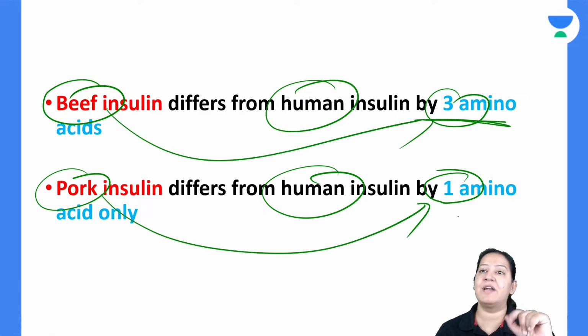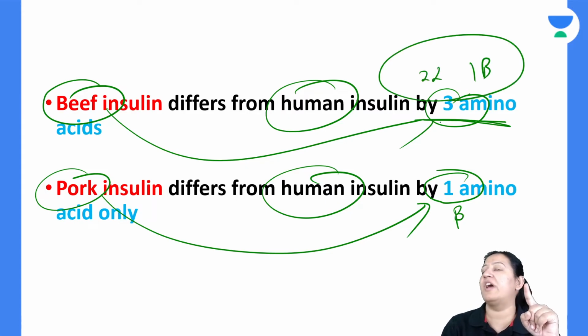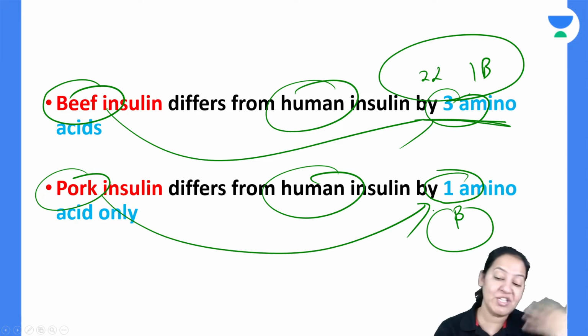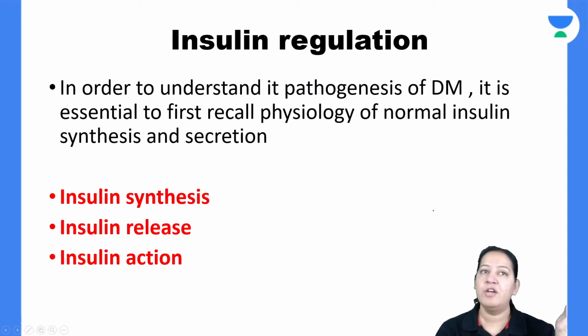And which amino acids are different? It is only in beta chain. It is 2 in alpha chain and 1 in beta chain. Total 3 are different. Learn what is the difference. Which amino acid in human is replaced by which amino acid in pork and beef respectively. You have to learn that.